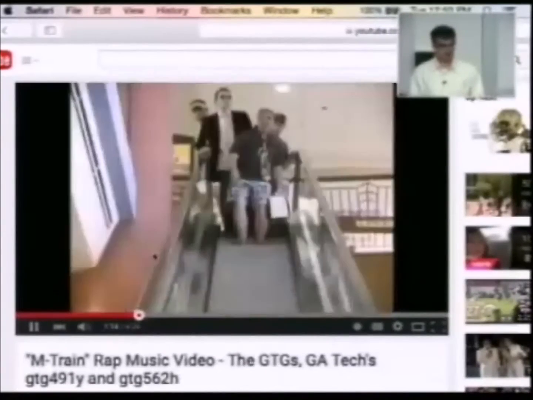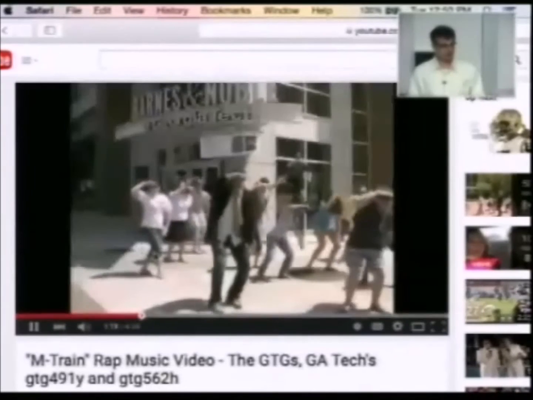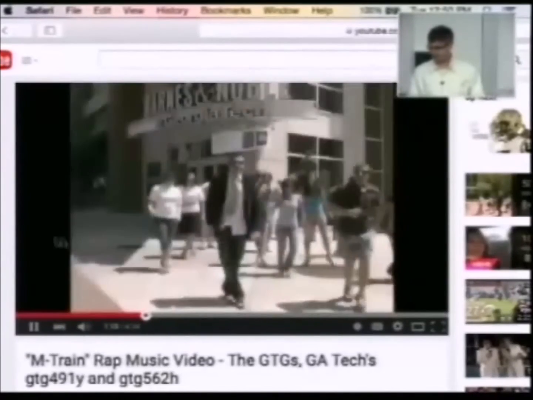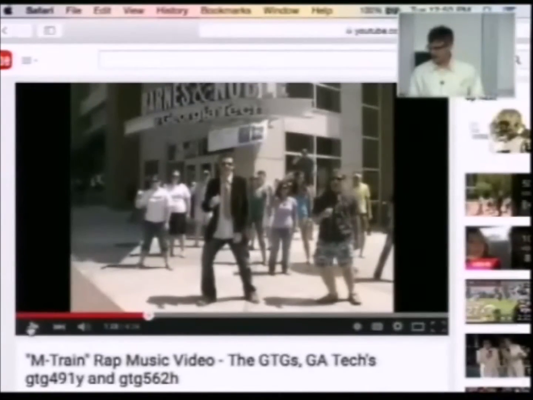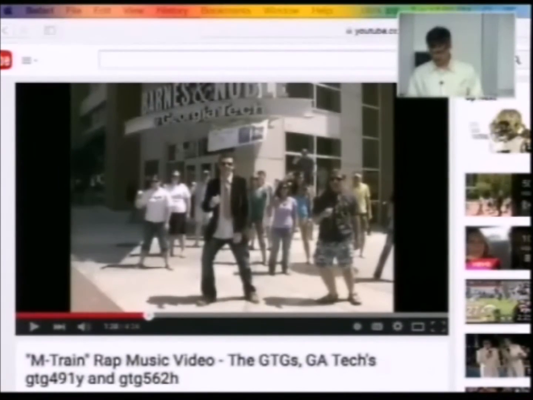Why would you take the harder route? There's an easy way. You do not need to see a bunch of silly Georgia Tech students dancing around. There's a reason why they went into engineering instead of entertainment.